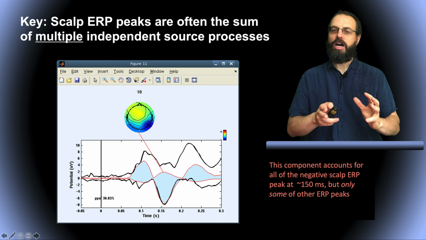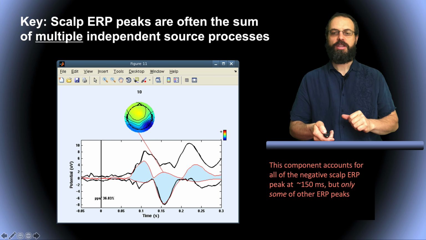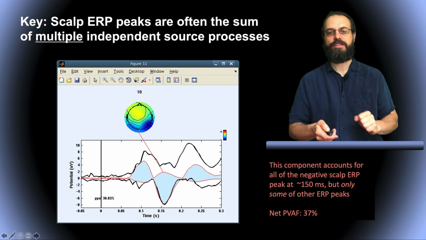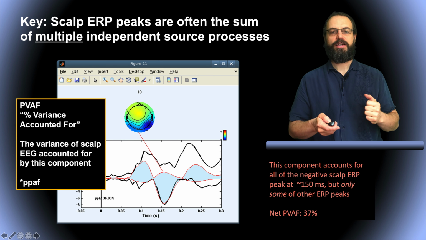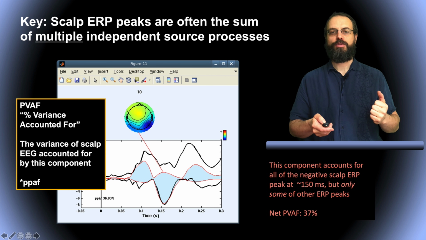And we can calculate how much it contributes within a given time window to the ERP. This is what we call the percent variance accounted for. So in this case, it's 37%. The PVAF is the variance of the scalp EEG accounted for by this component.